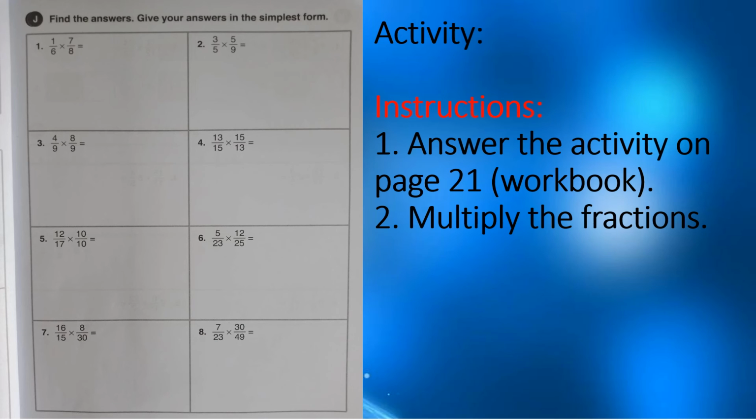So now I would like you to proceed in answering your workbook or activity on page 21. Okay, so multiply the fractions. We are finished already with number 1, 2, 3, and 4. So you're going to continue answering number 5, 6, 7, and 8. Okay, class? So that's for your activity today. Answer number 5, 6, 7, and 8. But kindly write the answers in number 1, 2, 3, and 4. Okay? So that's all for today, class.